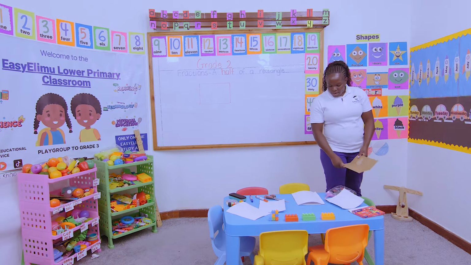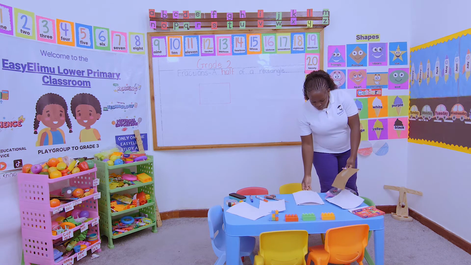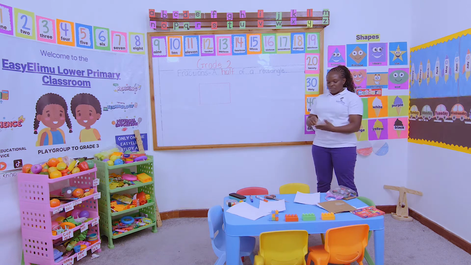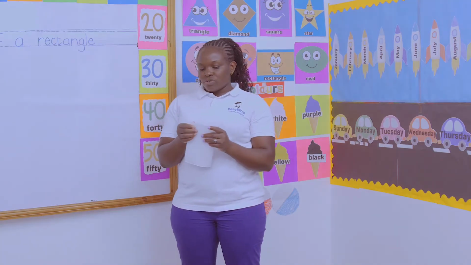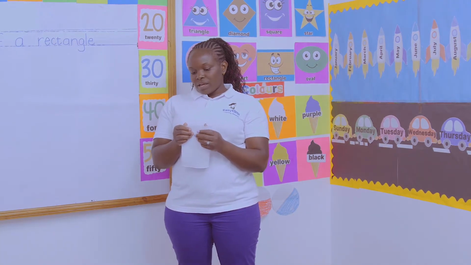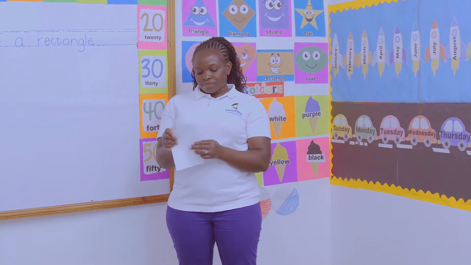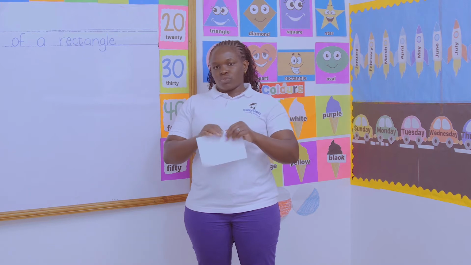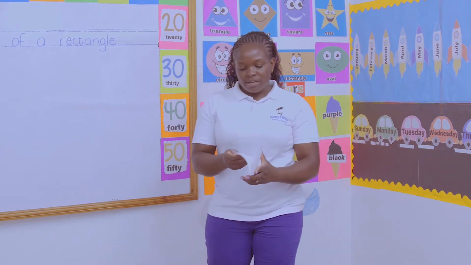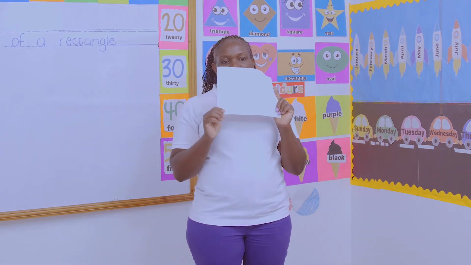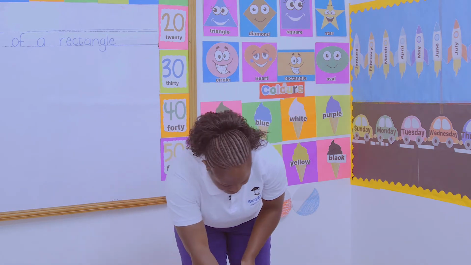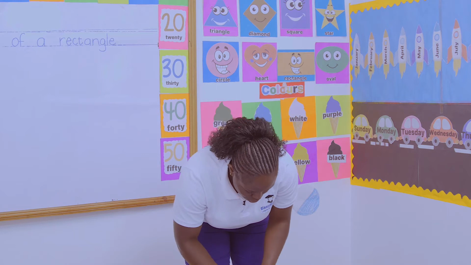So we had our rectangular cutouts. Do you still have your rectangular cutouts? Very good. What if I decide to fold my rectangular cutout like this into two equal parts? Fold yours. Have you folded yours like mine? Good, slowly. Let's do it. Then I decide to color.